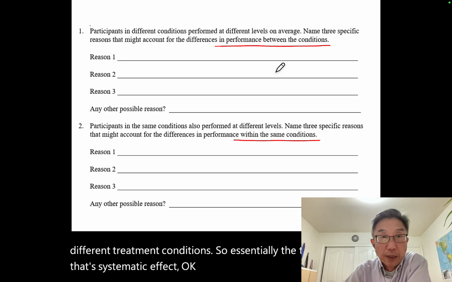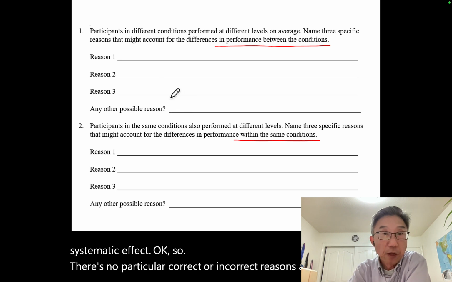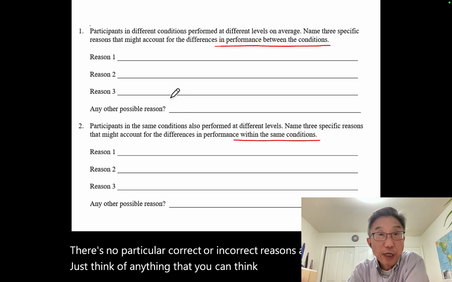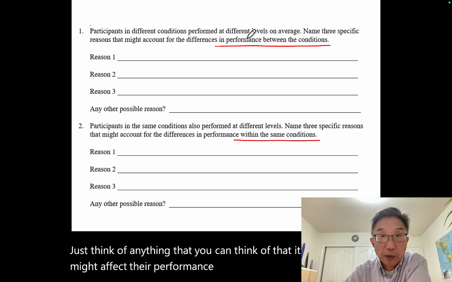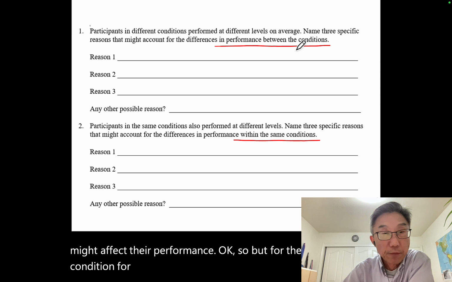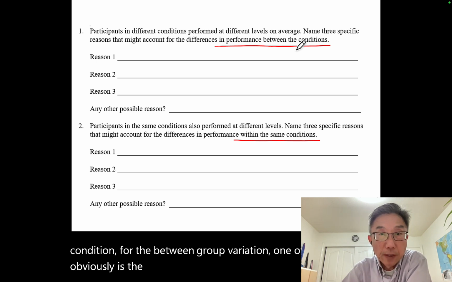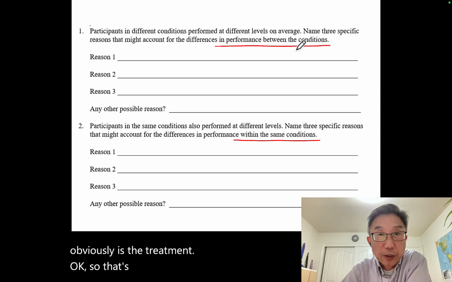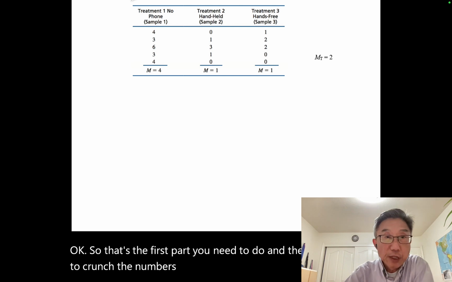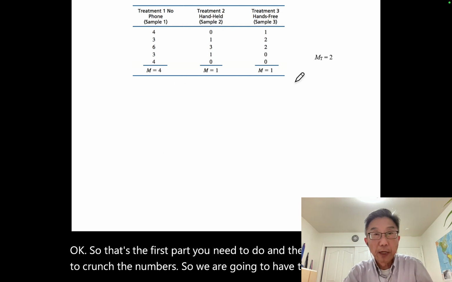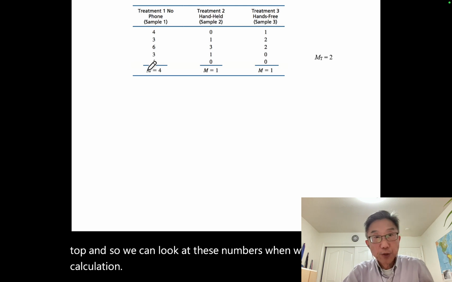Okay, so there are no particular correct or incorrect reasons. Just think of anything that might affect their performance. But for the between group variation, one of the reasons obviously is the treatment. So that's the first part you need to do, and then we're going to crunch the numbers. We're going to have these numbers on top, so we can look at them when we do the calculation. Again, just to refresh your memory about those.